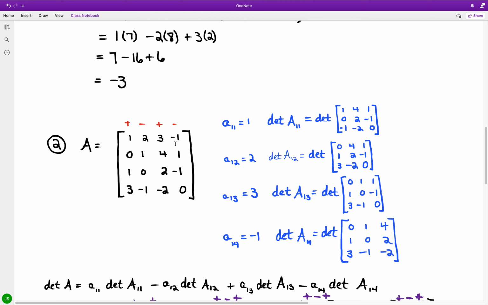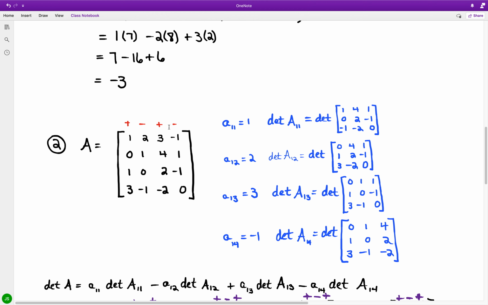And for the matching determinants, we again section out the top row and the leftmost column. I have exposed 1, 0, 2, negative 1, negative 1, negative 2, 0, corresponding to A12 equal to 2. If I were to eliminate the top row and the second column elements, I would have exposed 0, 4, 1, 1, 2, negative 1, 3, negative 2, 0.